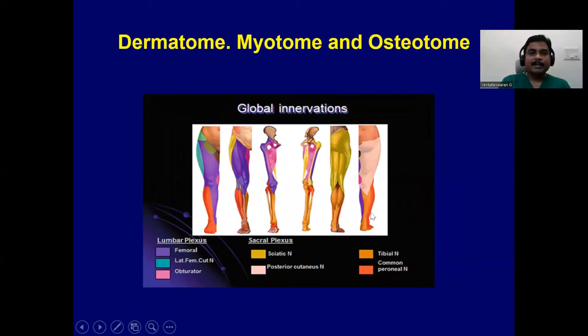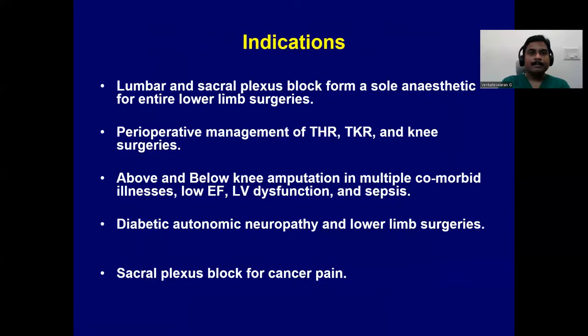Coming to the myotome, the quadriceps area is supplied by the lumbar plexus, and the hamstring part is supplied by the sacral plexus, and the whole part of the leg is supplied by the sciatic nerve. Coming to the osteotome, the hip joint and knee joint are supplied by the lumbar plexus and also by the sciatic nerve, and the ankle joint is mainly supplied by the common peroneal and the tibial parts of the sciatic nerve. So this is about the dermatome, myotome, and osteotome of the lumbar and sacral plexus.